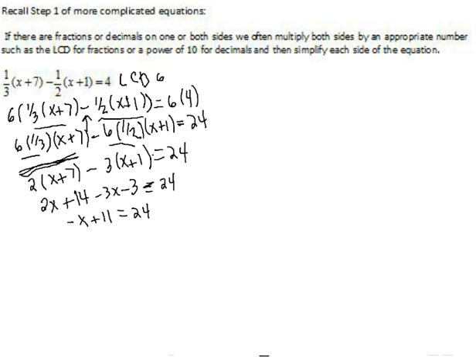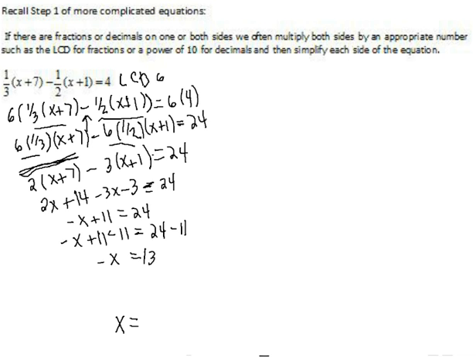So now we'll subtract 11 from both sides. Minus x plus 11 minus 11 equals 24 minus 11. And so negative x equals 13. And again, we'll stop for a second and think, are we done? And the answer to that is no, really, because we don't have x all alone. That's always our goal. We want to know what is x.